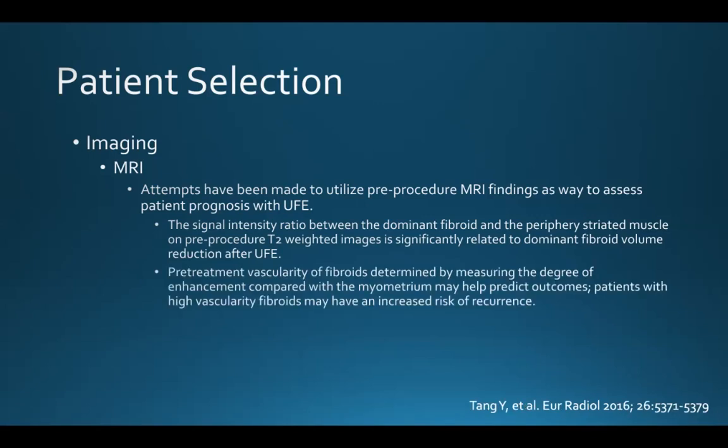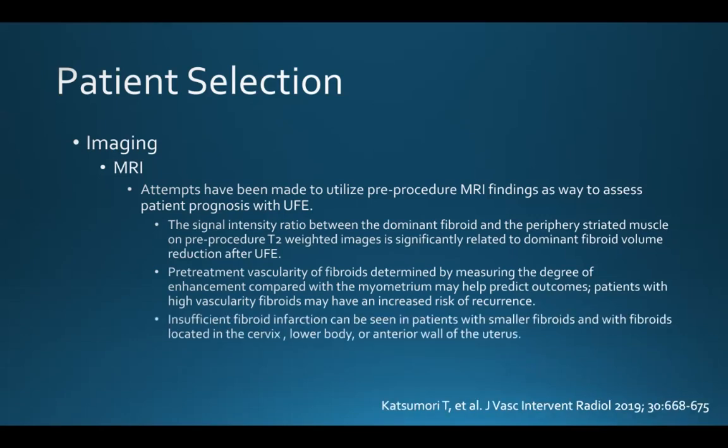Pre-treatment vascularity of the fibroids, as determined by measuring the degree of enhancement compared with myometrium, may also help predict outcomes. Patients with high vascularity fibroids may actually have an increased risk of recurrence. And finally, insufficient fibroid infarction can be seen in patients with smaller fibroids and with fibroids located in the cervix, lower body, or anterior wall of the uterus.